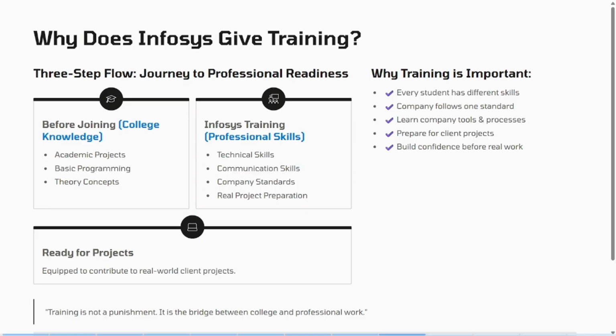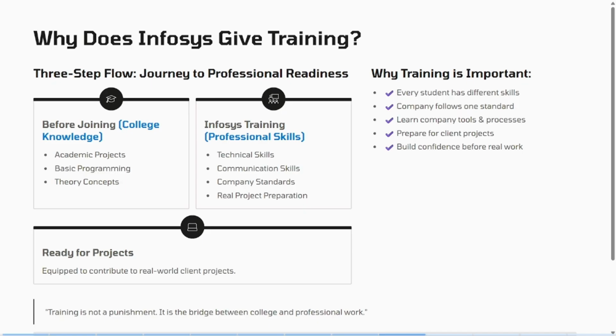So let me explain with a simple example. Imagine 5 students join Infosys together. One student knows Java very well, another knows Python, and someone else is good at web development. Another student is focused mostly on theory. So everyone has different strengths. Now the company cannot directly assign all of them to client projects because they don't all have the same level of practical experience, right? That's where training comes in.